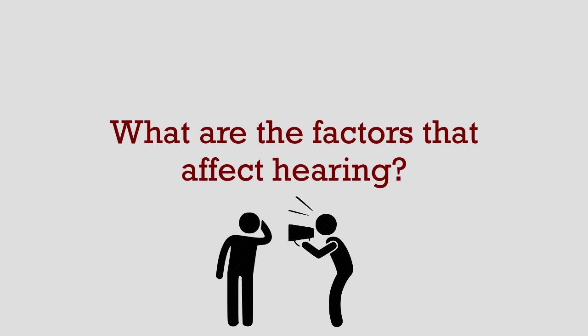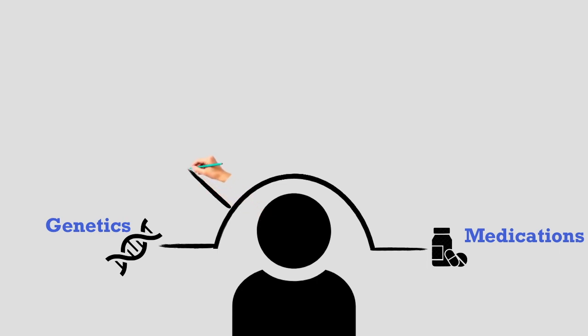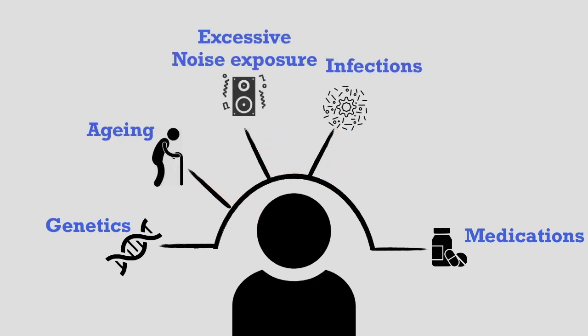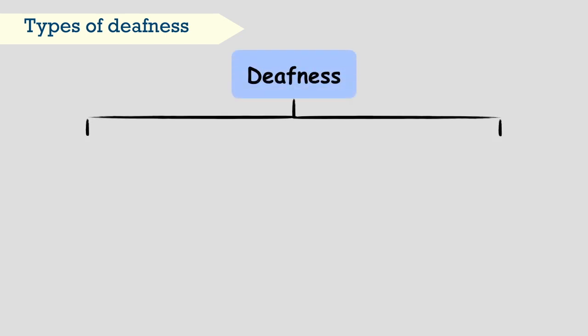But what are the factors that affect hearing? Genetics, medications, aging, excessive noise exposure, infections, and trauma. Almost all older people develop some degree of what is called nerve or sensorineural deafness.